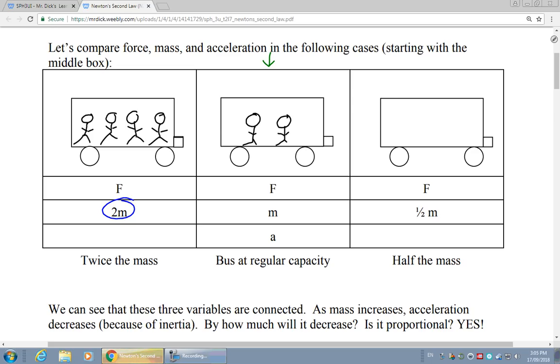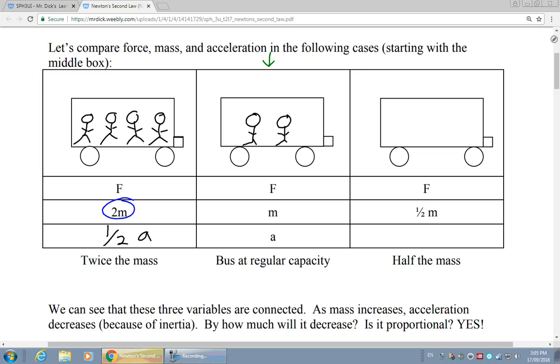Well, through experiments, what's been noticed is that when an object specifically has twice the mass as a previous situation, it ends up accelerating at exactly 1/2 of the acceleration rate. Or in other words, it's 1/2 a. So if the acceleration rate originally was just some value a, it'll be exactly 1/2 a when we double the mass.